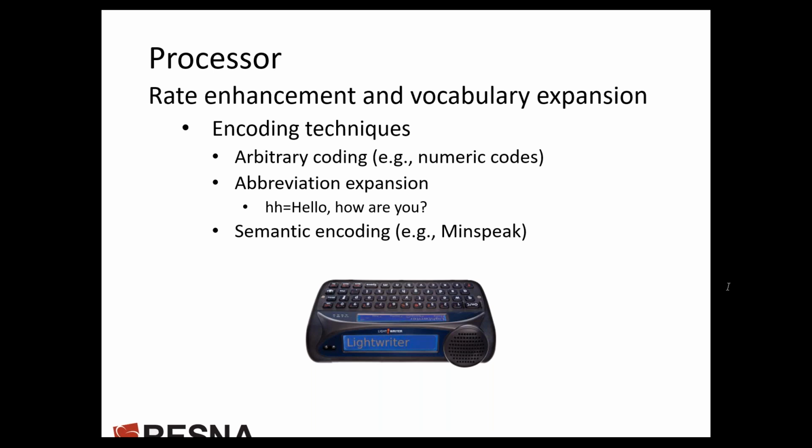Using techniques such as semantic encoding, which is used in MinSpeak, which I'll talk a little bit more about here in a second, the symbols are used as a code, and they have different attributes that help the user find and remember the code as a message. And many more messages can be retrieved at a faster rate by the user during conversation using this type of encoding technique.